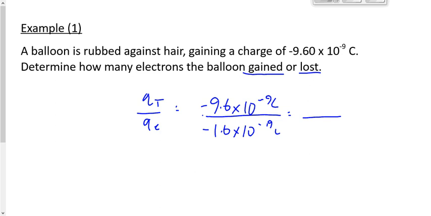Well, the charge of this balloon is negative 9.6. If it became negative, it must have gained electrons. You become negative by gaining electrons. You become positive by losing electrons.